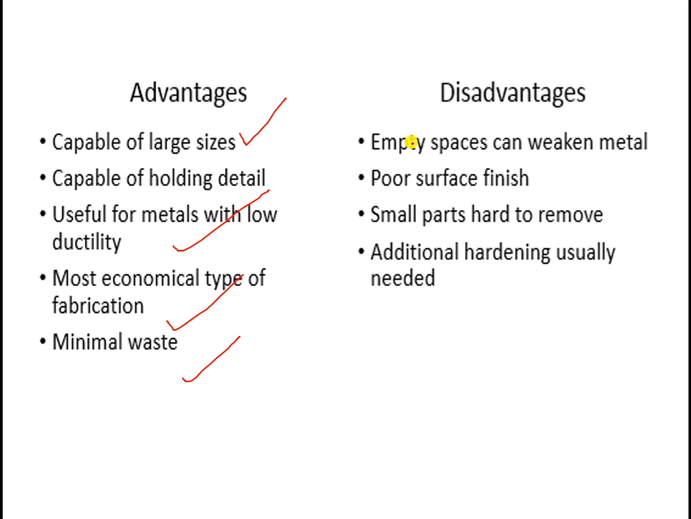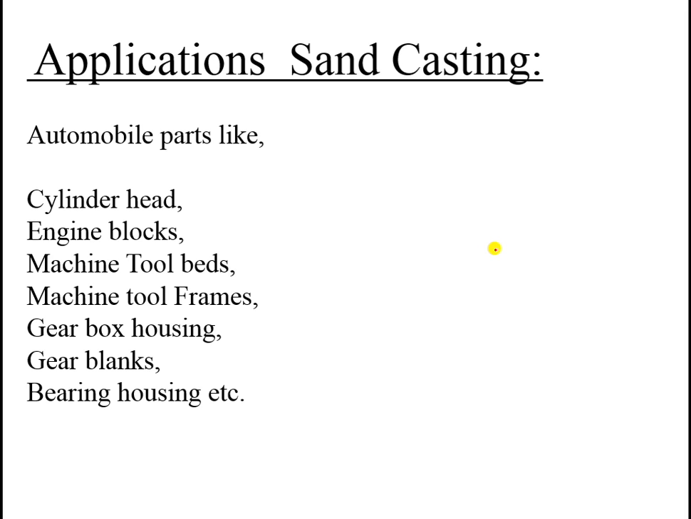Important, the disadvantages: empty spaces can weaken the material, so you cannot use such materials wherever heavy loading conditions are there. Surface finish: we get a rough surface, and it is very difficult to machine it properly. Small parts are hard to remove, so for very small parts it is very difficult to get the casting done. Additional hardening is usually needed, that is, other heat treatment processes are needed. So these are the advantages and disadvantages.